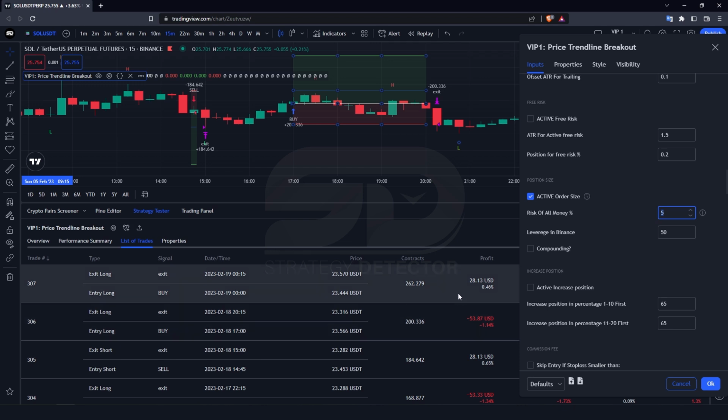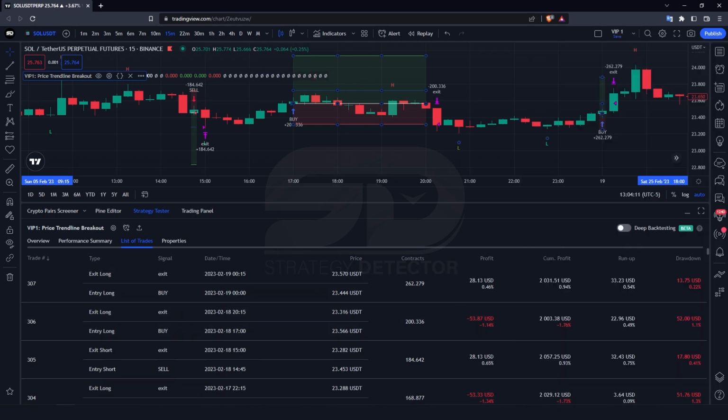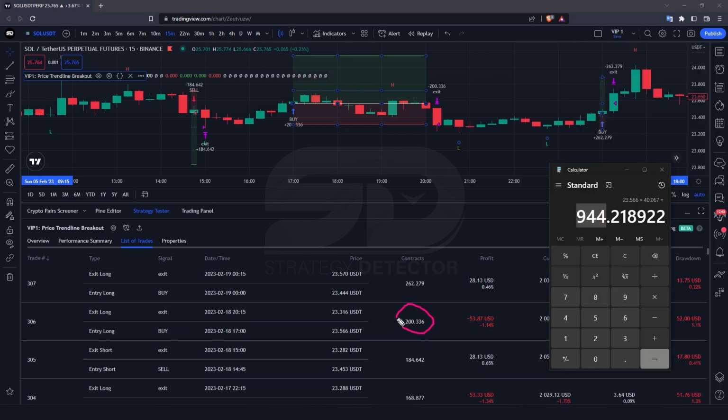Let's see what numbers it took for this position. It entered with 200 Solana at the price of 23.566. Let's do the math here.